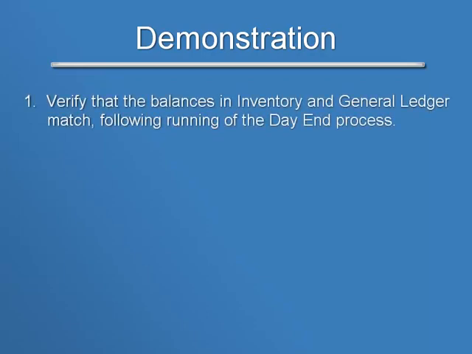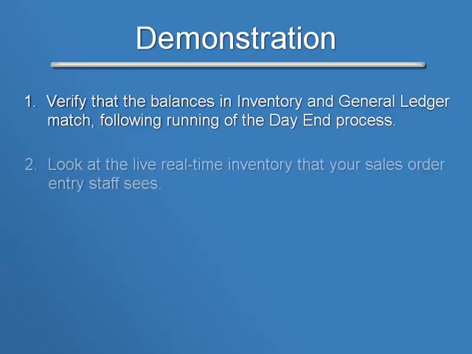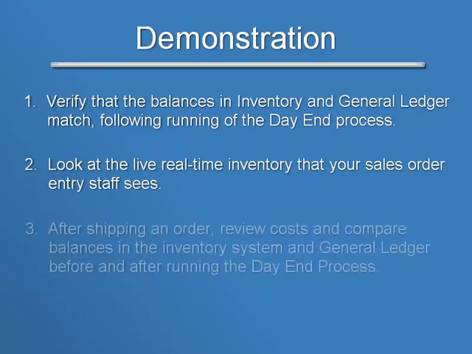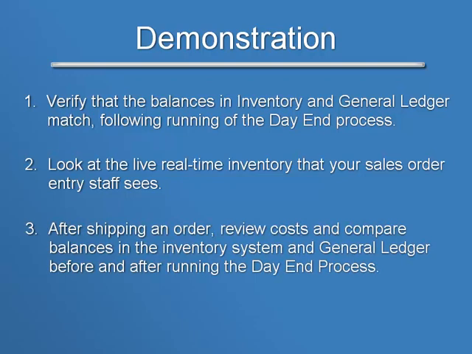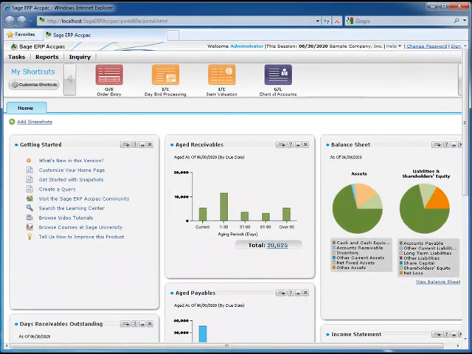Our demonstration will cover several steps. First, we'll verify that the balances in our inventory system and general ledger match following running of the day-end process. We'll take a look at the live real-time inventory that your sales order entry staff sees. And finally, after shipping an order, we'll review costs and compare balances in the inventory system and general ledger before and after running the day-end process. So now let's begin with the first step.